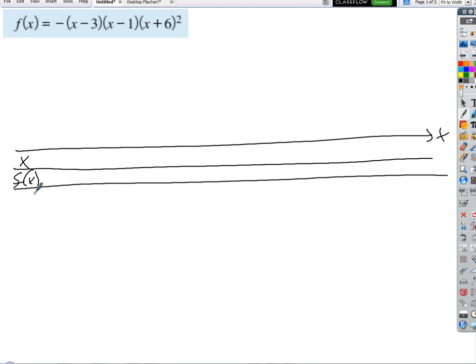What are some things we know? What are the zeros of this, the x-intercepts? 3, 1, and -6. And we get those from the distinct factors, right? There are 3 distinct factors involving x, and so that means we're going to get 3 x-intercepts, right? Everybody agree? Okay.